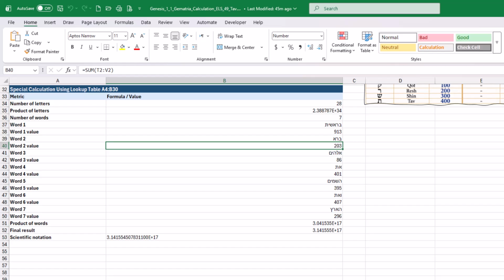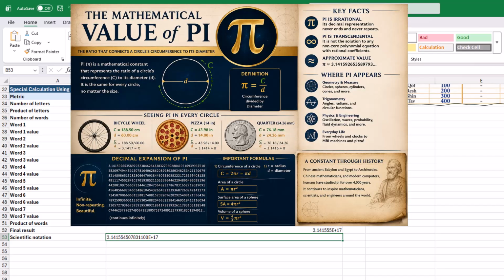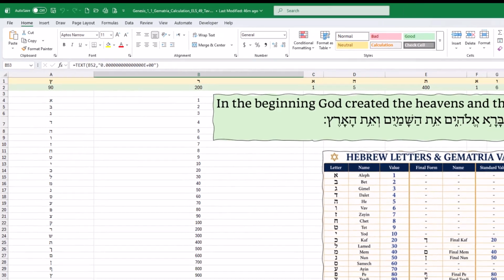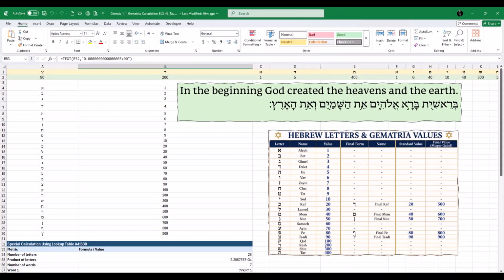And when we get all done and we do our final calculation, guess what we come up with? We come up with the value of pi, which is a numerical constant that's been known about for centuries. And what it does is it helps calculate the diameter of a circle. You have probably encountered pi in your high school geometry classes and elsewhere. So pi is a very common number. And as a matter of fact, it shows up here in Genesis 1:1 when we are using Gematria to do this work. So I thought that was very, very interesting.